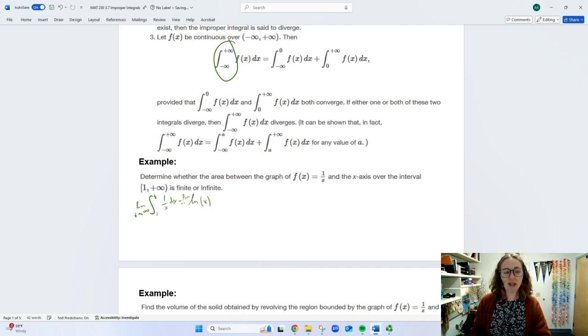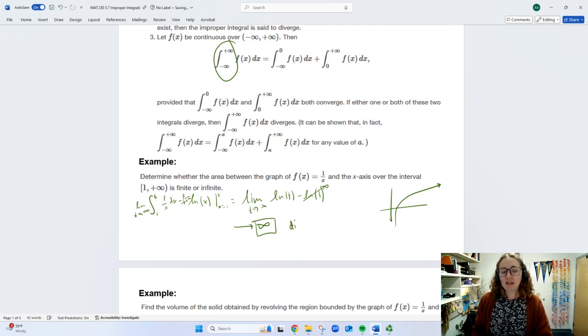I'm still going to have my limit as t approaches infinity right here. And I'm also evaluating this from x equals 1 to t. So if I plug in t here, and I plug in 1 right here for my bounds, well, ln of 1 is actually just 0, but as t approaches infinity, ln of t is also just going to get bigger and bigger and bigger. Think about our graph of ln, it's just going forever in that direction. So this is also going to approach infinity. We call that infinite, or it diverges.